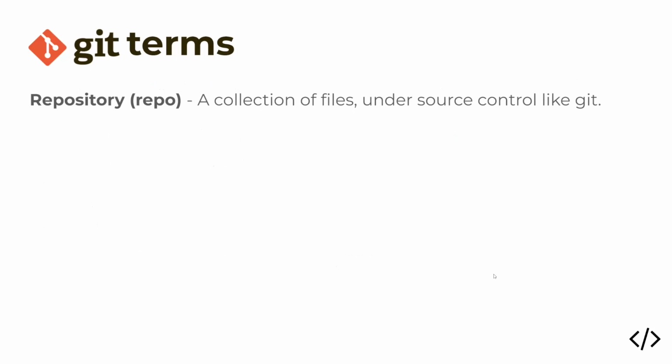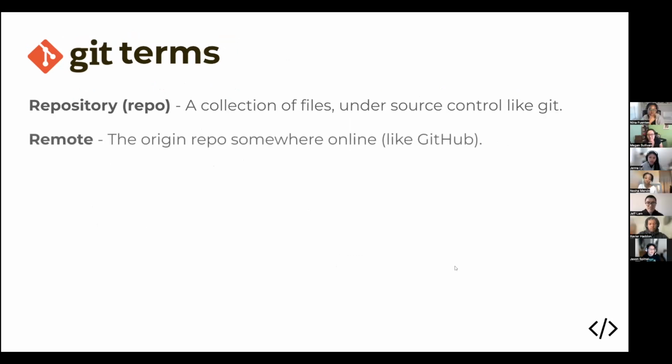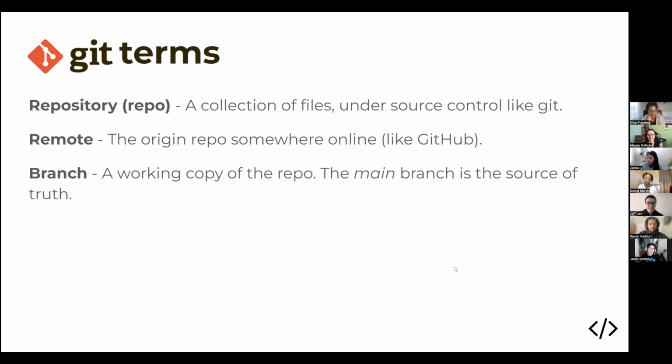Okay. Cool. Git terms. Repository, or repo, is a collection of files under source control like Git. So you have the main file and then source, and then your JavaScript files, your stack files, all the stuff that makes a program, usually. Remote, again, that's the remote server. In our case, that is GitHub. Branch, a working copy of the repo.